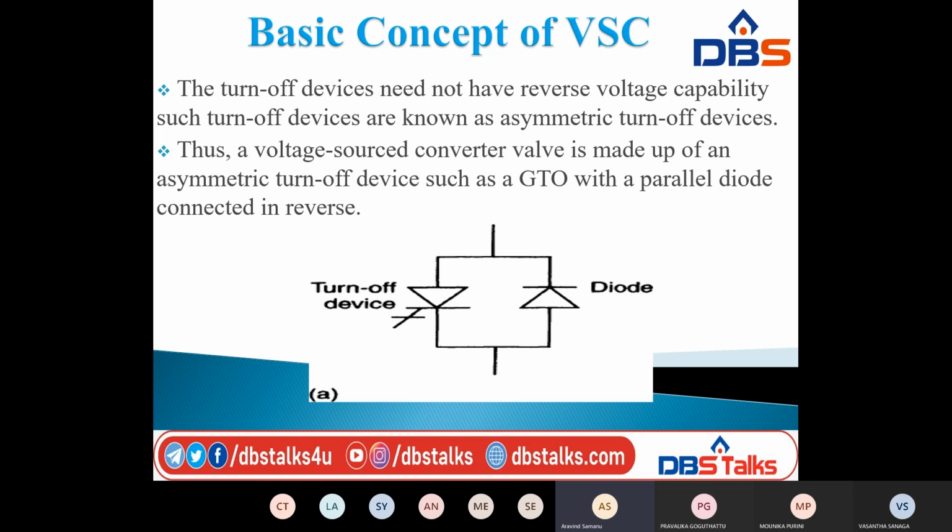Here I am taking the voltage source converter. If you observe this diagram, we have one turn off device, that is a thyristor, and next we have a parallel connected diode. A voltage source converter valve is made up of an asymmetric turn off device. Asymmetric turn off devices need not have reverse voltage capability.